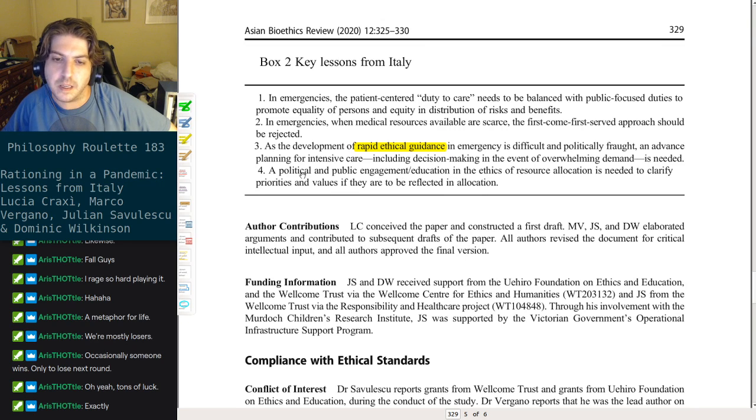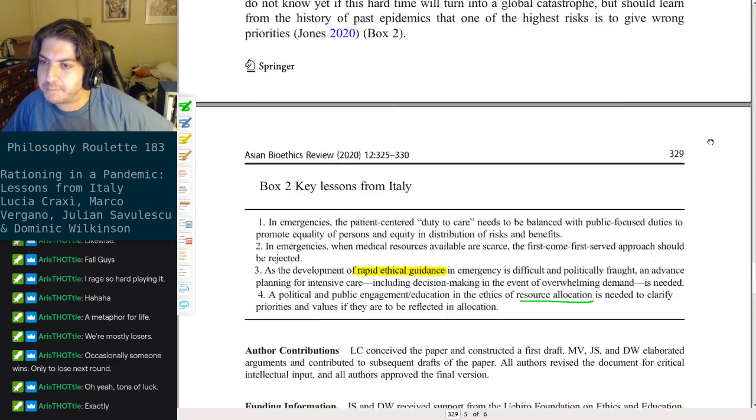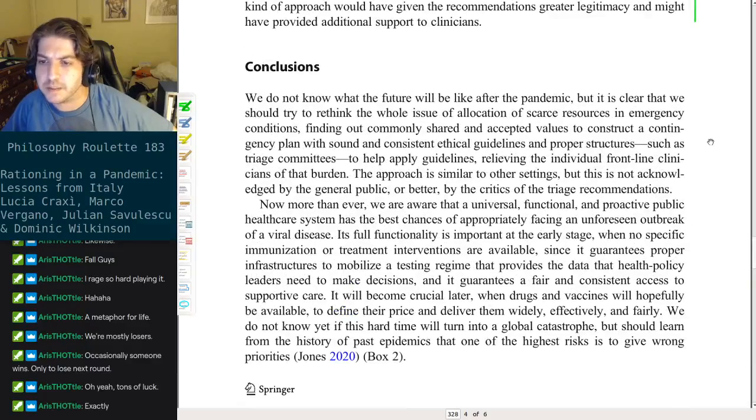And so this is the political and public engagement education in the ethics of resource allocation. This is why I wanted to read that other paper, because how do we start to understand medical technology as a resource is a very important topic because it's just pressing right now. All right, so what else to be said about this paper?